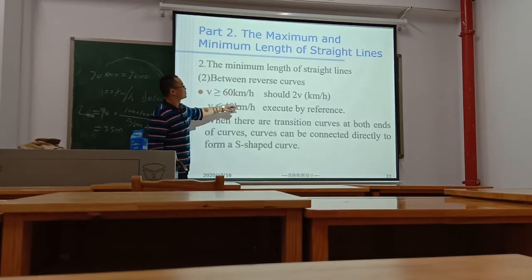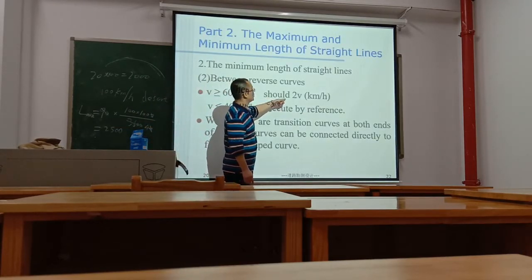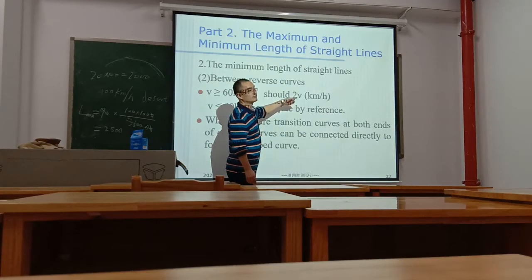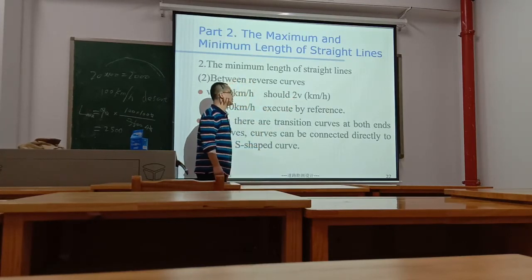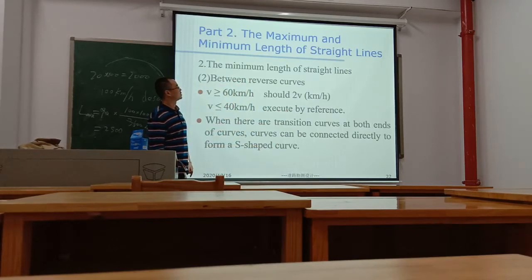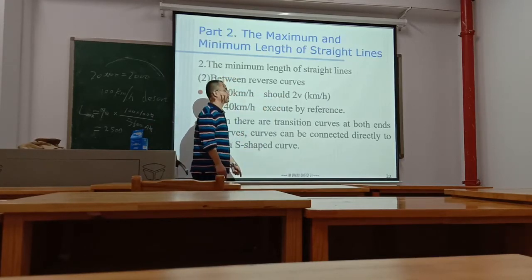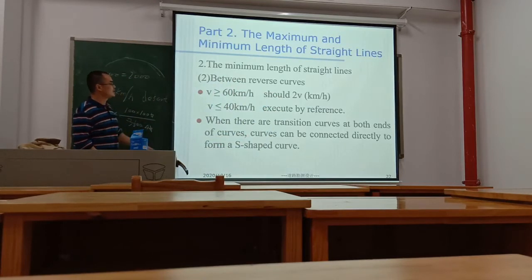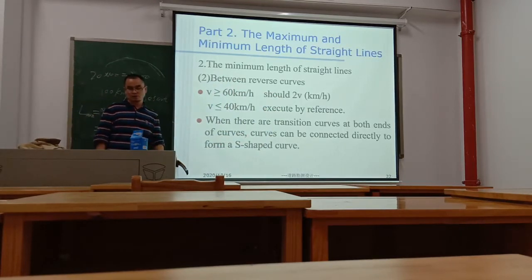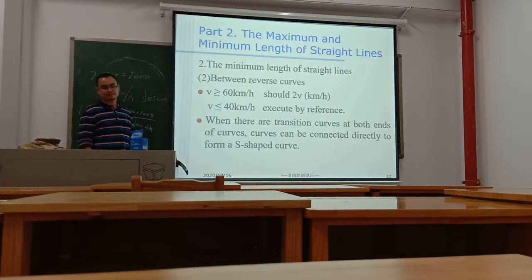The tangent between reverse curves should be greater than or equal to 2 times V. For the same direction curves it is 6 times V. When there are transition curves at both ends of the curves, the curves can be connected directly to form an S-shaped curve. What's an S-shaped curve?